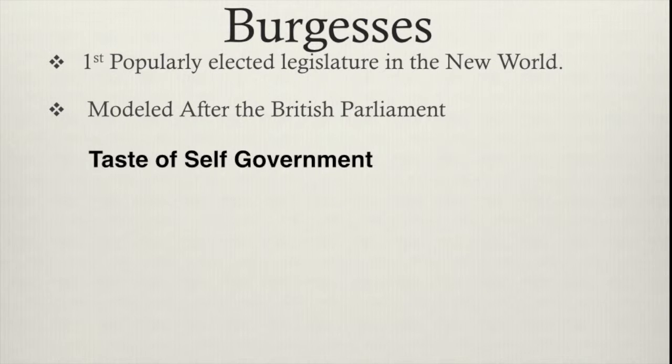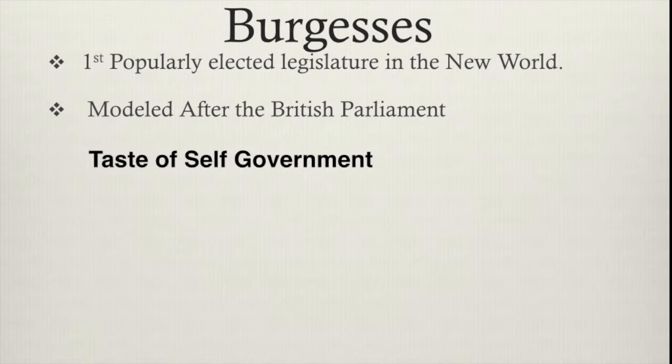Maybe we need a tax to support an army or a common defense. Things like this that the king can't get involved in. So they have to establish their own forms of government, and they immediately start establishing their own governments, the first being the Virginia House of Burgesses, right? It's the first popularly elected legislature in the New World. What's it modeled after? Great Britain's Parliament.